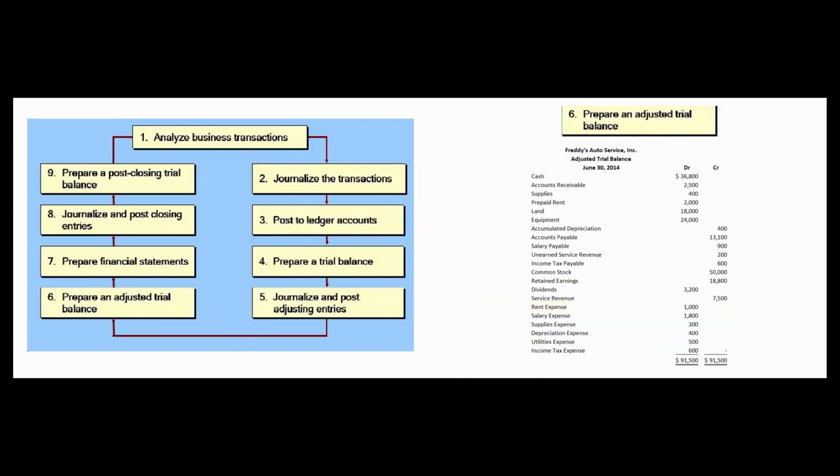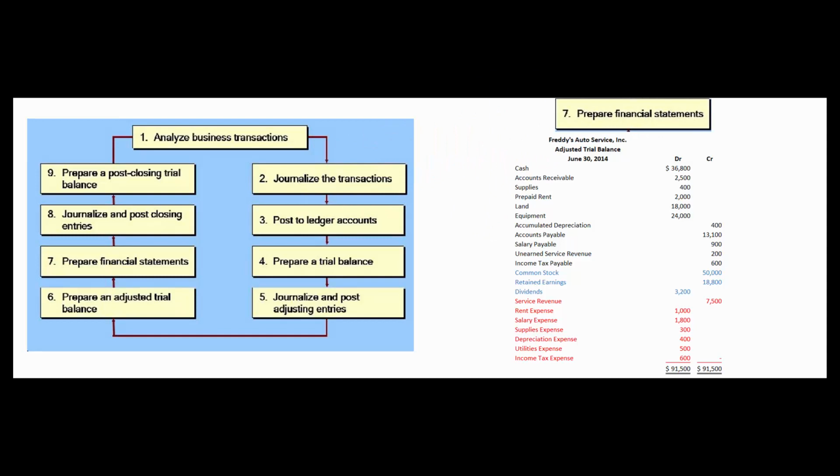Step 6, we prepare an adjusted trial balance. It looks just like the trial balance, except some of the amounts have changed due to the adjustments we've made. Again, we just have one number next to each account, which represents the balance in that account as of, in this case, June 30th, 2014. And again, all our debits should equal all our credits.